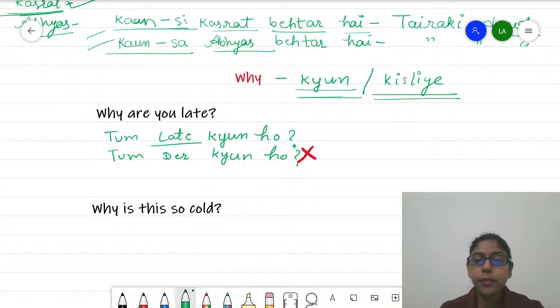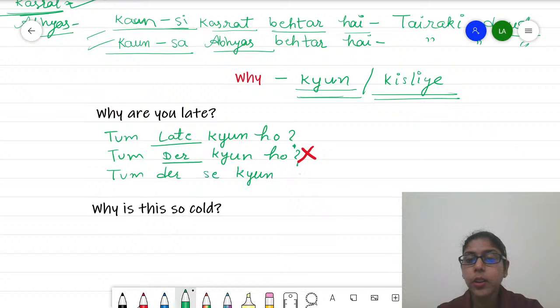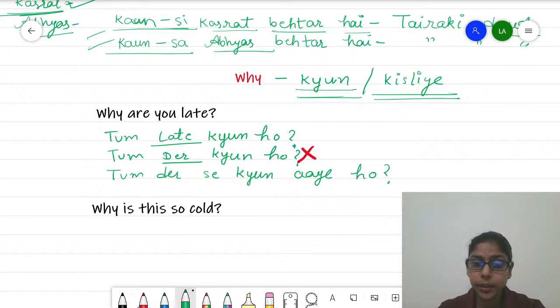Okay, so if we want to use the word देर here, we cannot say तुम देर क्यों हो? It should be तुम देर से क्यों आए हो? तुम देर से क्यों आए हो? Then you cannot simply say तुम देर क्यों हो? You have to say तुम देर से क्यों आए हो? Why did you come late?